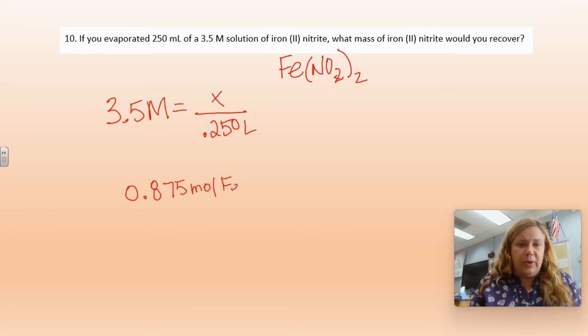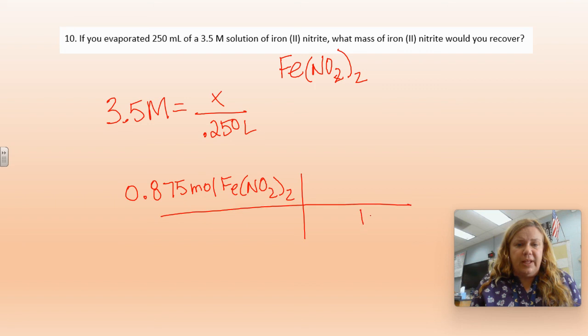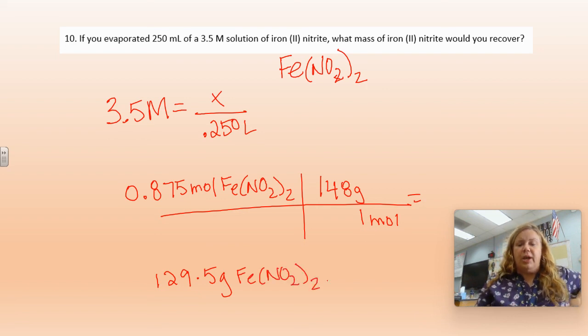Now we've got 0.875 moles of iron 2 nitrite, and we're going to convert that. The molar mass is 148 grams per mole. So we're going to multiply that 0.875 times 148 grams, and we're going to get 129.5 grams of iron 2 nitrite. So this is the molarity problems, and the next video will be some dilution problems. All right, you guys can do this.